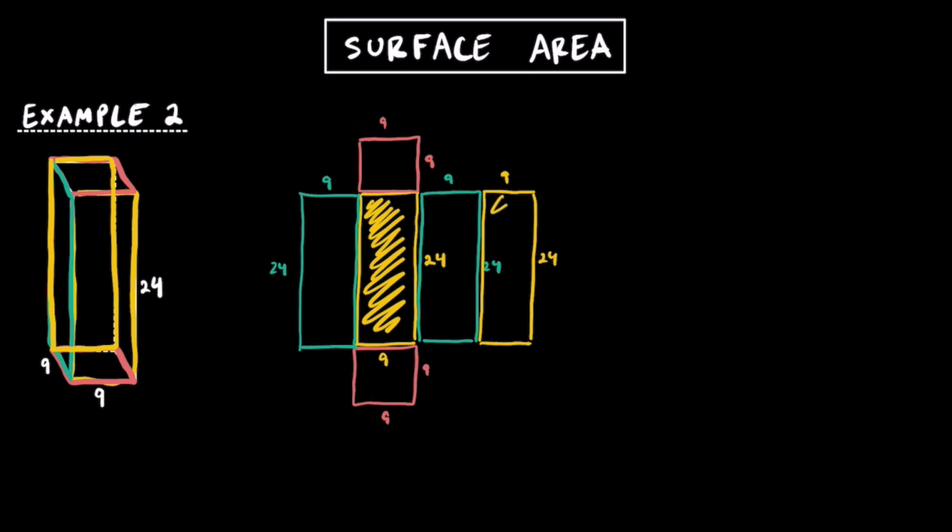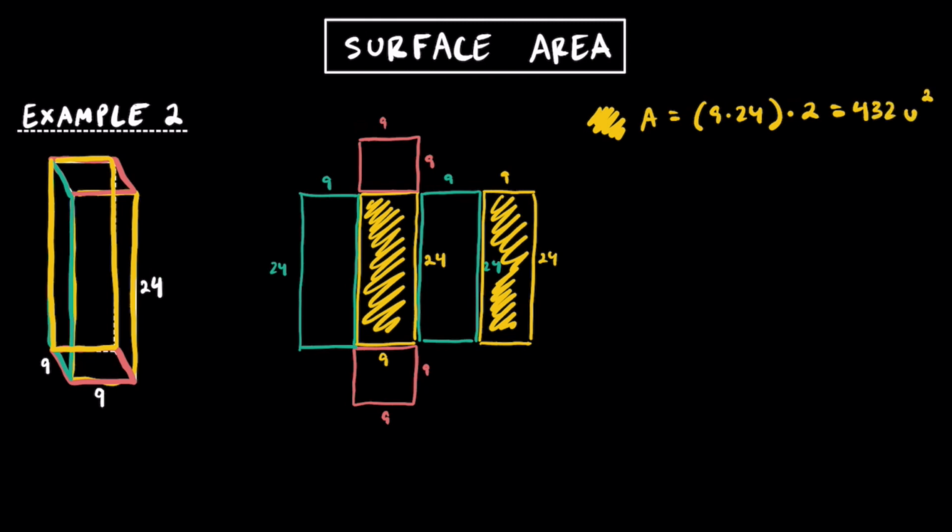So we have these 2 yellow pieces. I'm going to go ahead and find the area of those first. And so how's that going to work? That's going to be base times height, or 9 by 24, and there are 2 of them, so times 2. So let's see, what's 9 times 24? I think that's going to be 216, and 216 times 2 is going to be 432, 432 units squared.